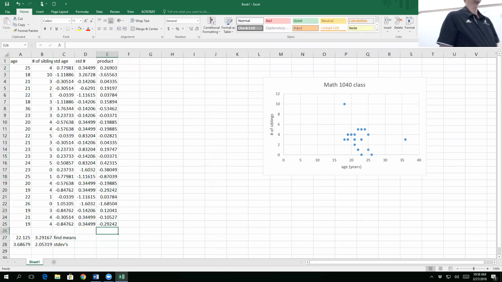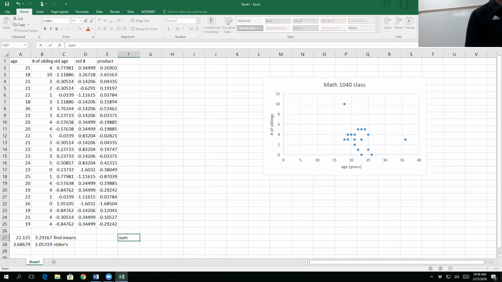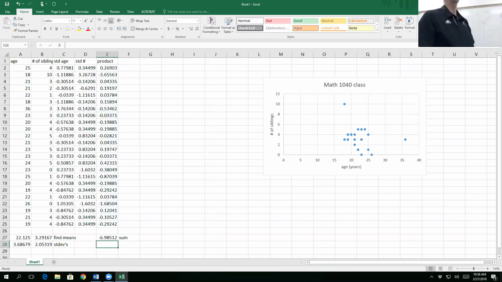All right, now what? What's the next step? Divide by 23. No, oh wait, do the sum. We do the sum. The sum of what? Of the products, which is this column here. If I add that column up, I get negative 6.98. So that is still negative, even with Aaron trying to force it positive, it's still negative.